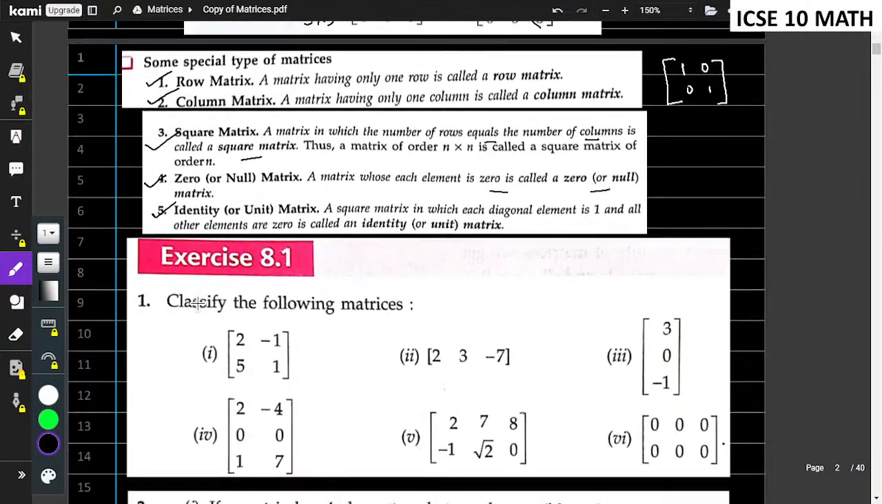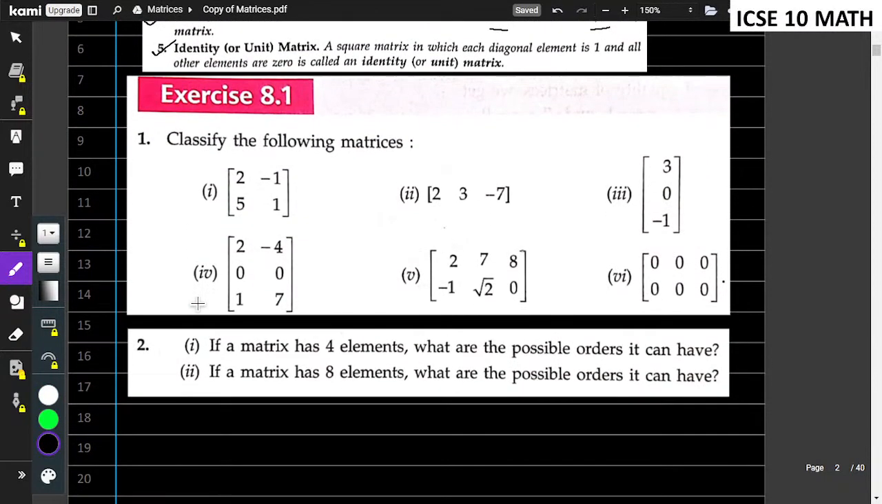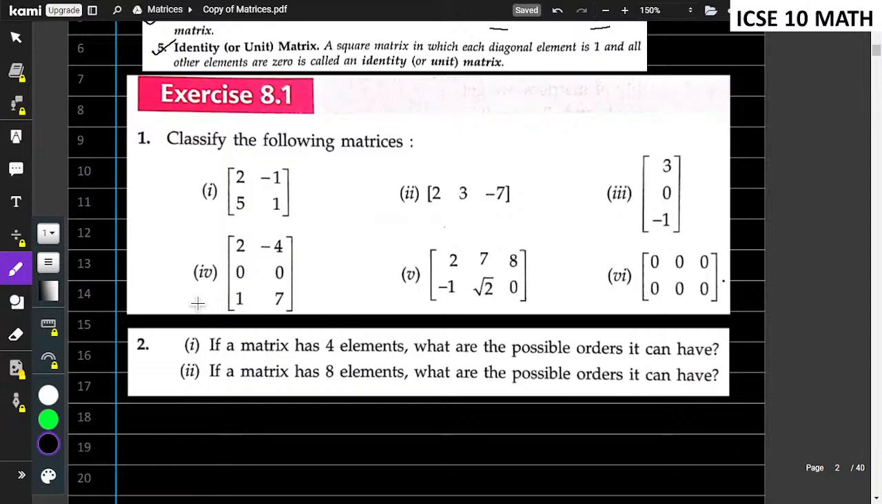Alright, let's go ahead and see a few questions from exercise 8.1. If you have any doubts, you can put comments down there so I can see and reply to them. I am taking the blackboard. So, classify the following matrices.